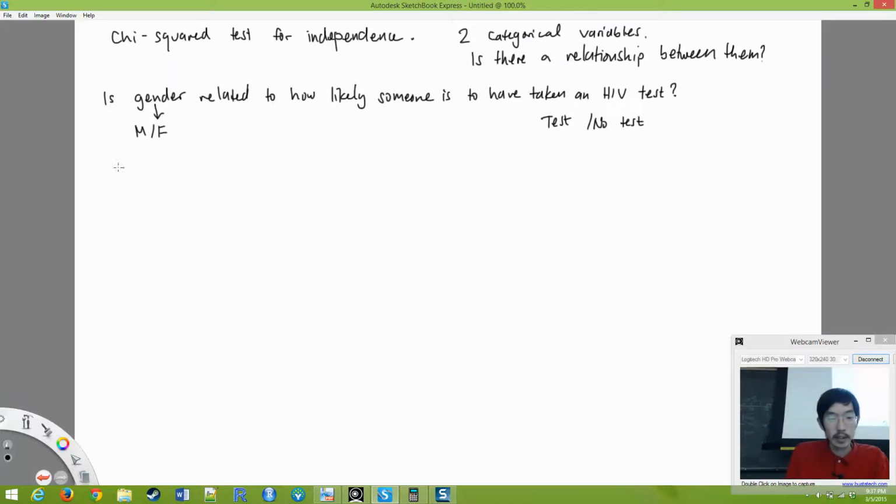Under our null hypothesis, the null hypothesis would state that the two variables are independent. And I'm going to just leave a little gap there. And then the alternative would say that there is a relationship between the two variables.